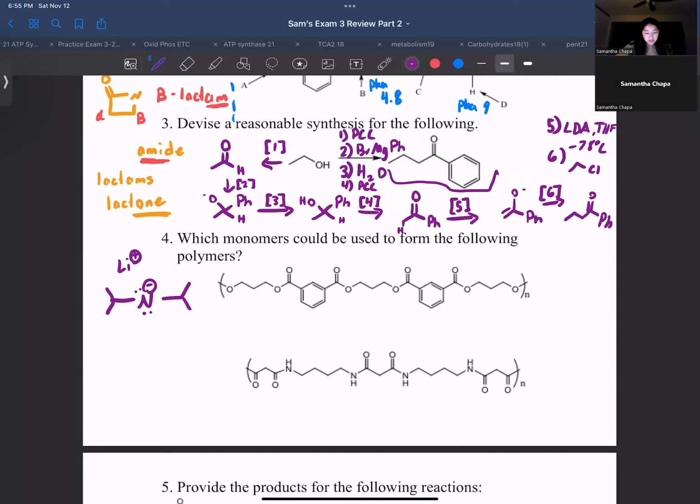Okay, this next one, which monomers could be used to form the following polymers? Okay, so here we have 2 different polymers. Let me get this out of the way.